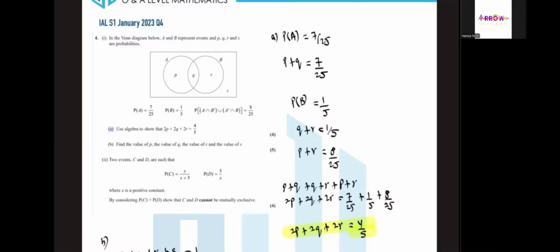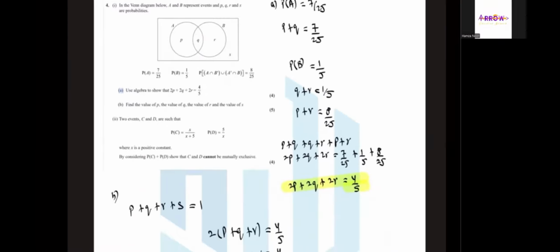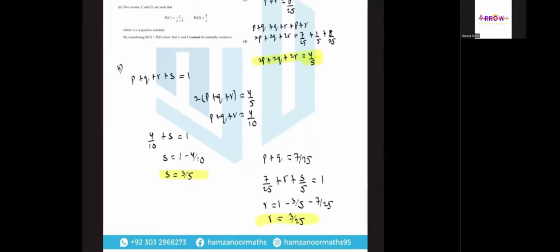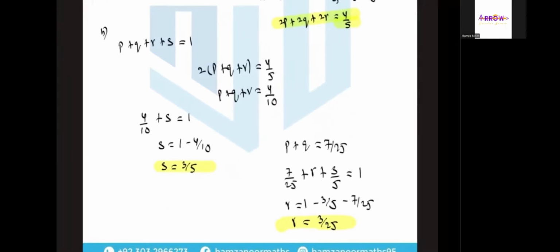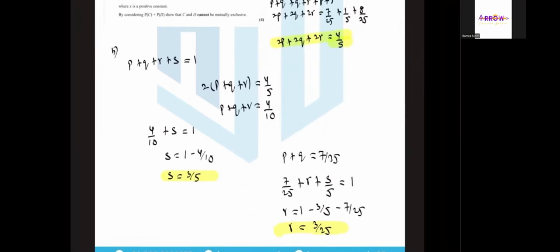So now let's move on to part B. Part B says find the value of P, the value of Q, the value of R, and the value of S. First things first, we know that the sum of all the probabilities is equal to 1. So P plus Q plus R plus S is equal to 1. And we know that 2P plus 2Q plus 2R is equal to 4 over 5, which we have already established in part A.